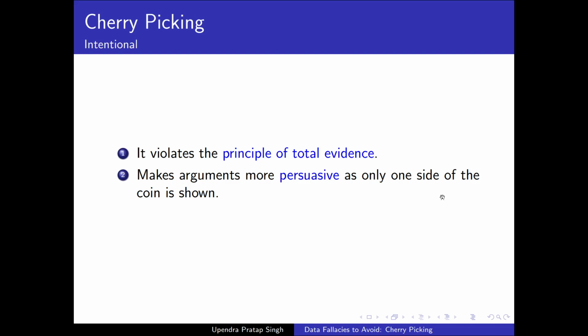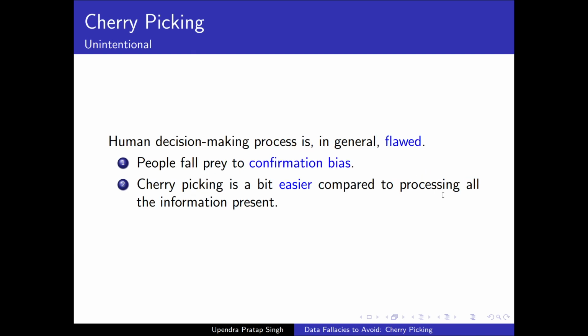So what is this principle? The principle of total evidence basically says that whenever you have to establish a hypothesis, you have to thoroughly check the hypothesis against the evidence which is available, right? But in this case, as a consequence of cherry picking, we are only considering the points that are supporting the hypothesis, and we are not taking the entire picture into consideration. That is why cherry picking violates the principle of total evidence. Naturally, when you are showing only one side of the coin, the arguments become more persuasive, but still they are incorrect arguments.